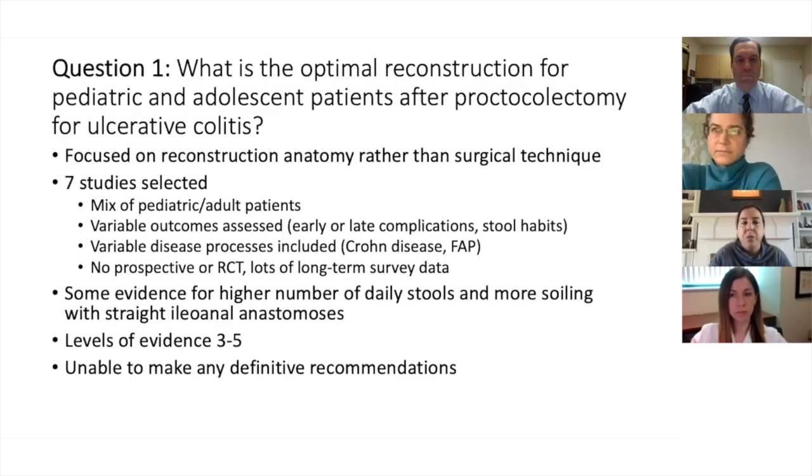Question 1, what is the optimal reconstruction for pediatric and adolescent patients after proctocolectomy for ulcerative colitis? This question focused on reconstruction anatomy rather than surgical techniques. 7 studies were selected for final inclusion. They contained a mix of pediatric and adult patients. They assessed variable outcomes such as early or late complications, as well as stool habits. Also, variable disease processes were included, including Crohn's and FAP.